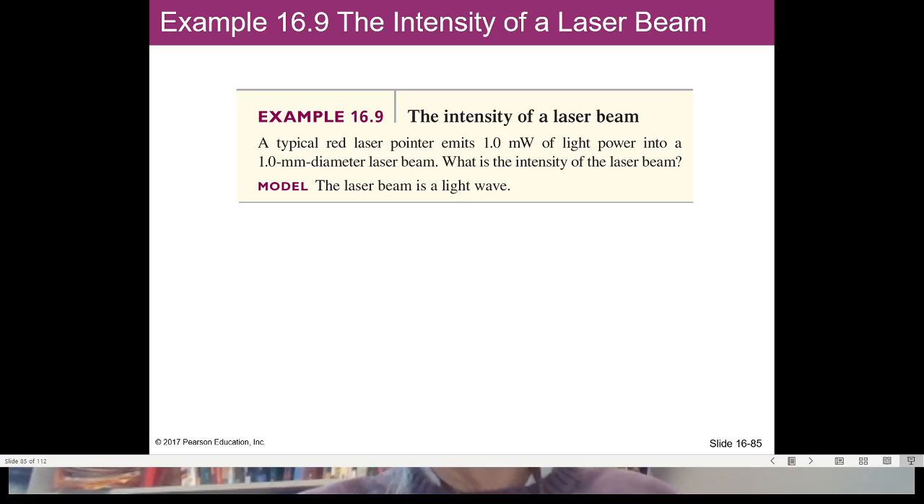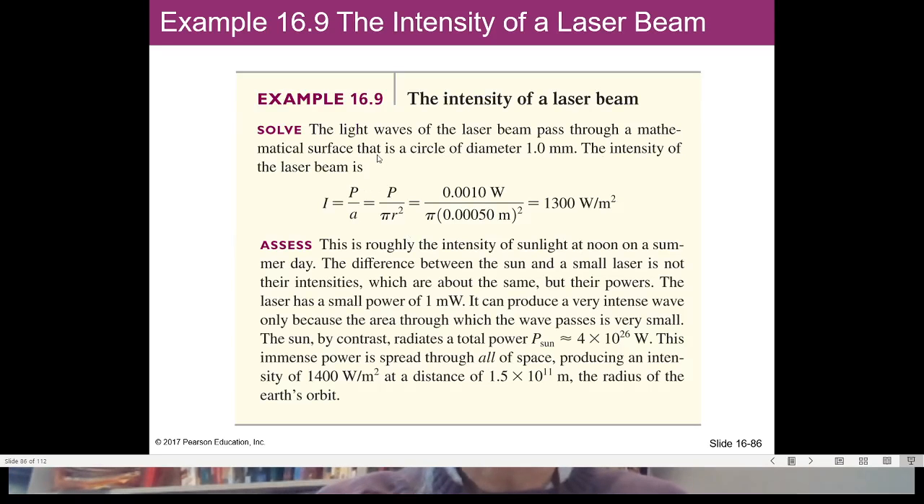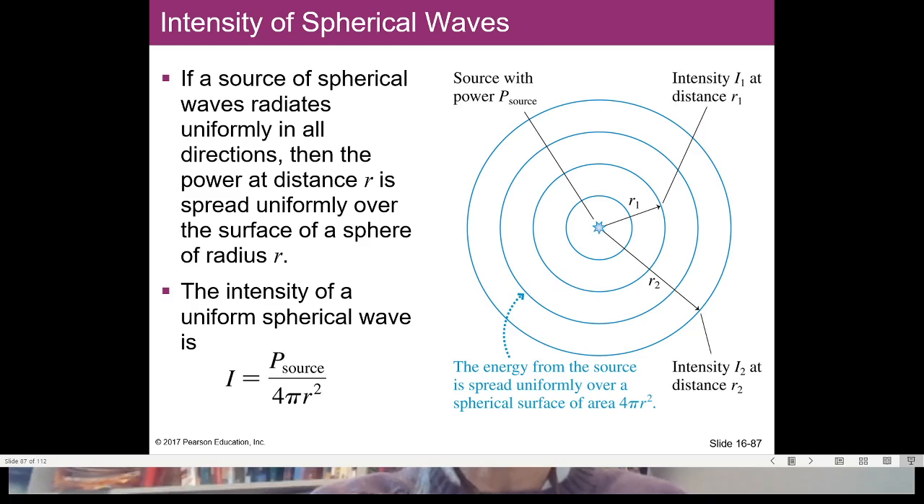Okay, so here's a numerical example. We've got a laser beam. It emits 1 milliwatt of light power into a 1 millimeter diameter laser beam. So what's the area here? Well, we take pi r squared for the area, and we divide 1 milliwatt by the area of that laser beam. So that's right here. Here's the 1 milliwatt, and then we have pi r squared, and that gives us the intensity.